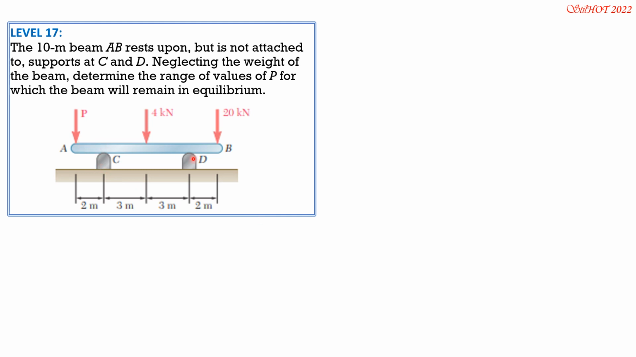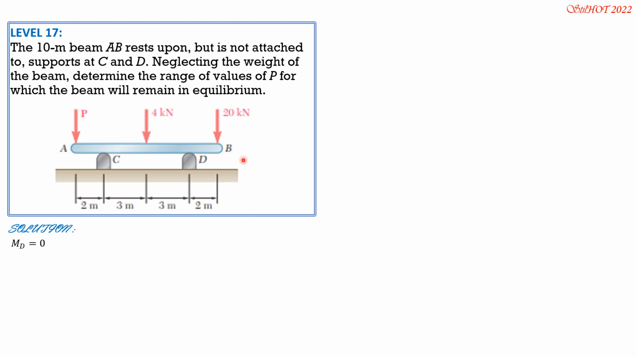So if P is light, this tends to go down and this will rise. So there's no contact here. So the only contact will be at D. So that's why we set MD to 0, and take note there's no reaction here for minimum P. So the tendency is this will pivot about D and there's no contact about C.